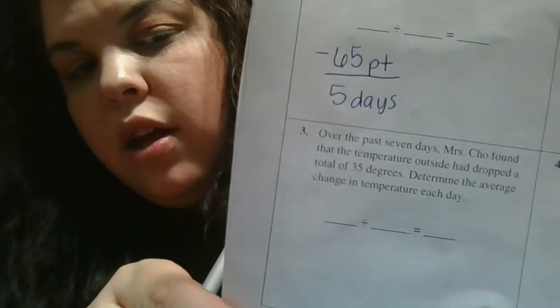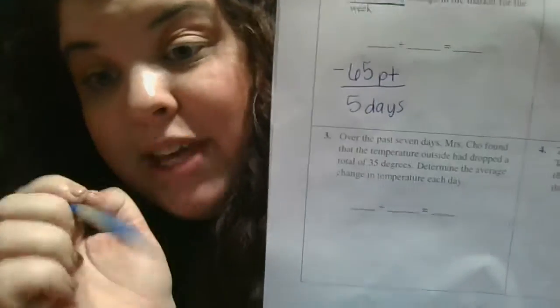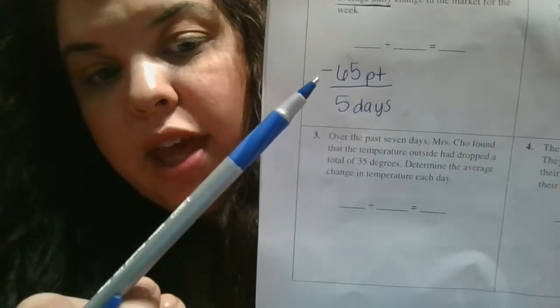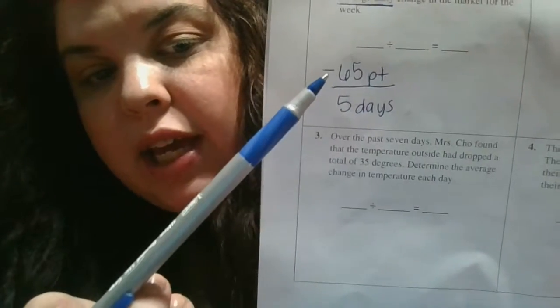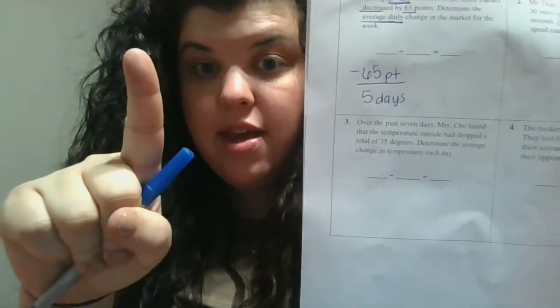So I just went ahead and wrote it like a fraction. I know a fraction is just like division. It means the exact same thing. So I'm going to be dividing negative 65 divided by 5 to find out how much it is for 1 day. Because I know for 5, so I divide to find out how much for 1 day. So I'm going to go ahead and fill out the top, negative 65 divided by 5.